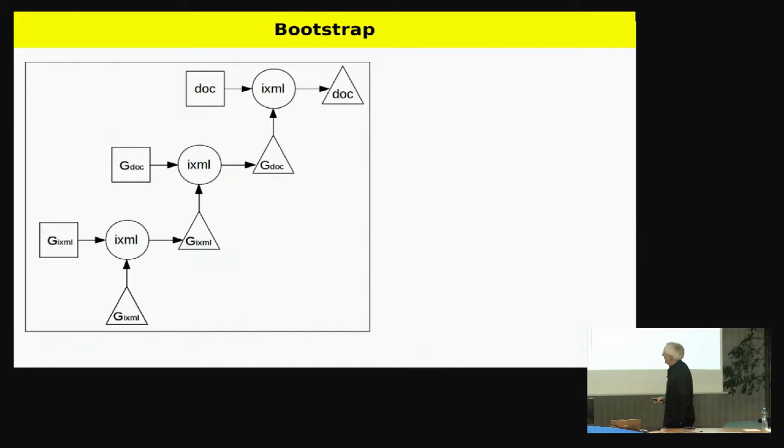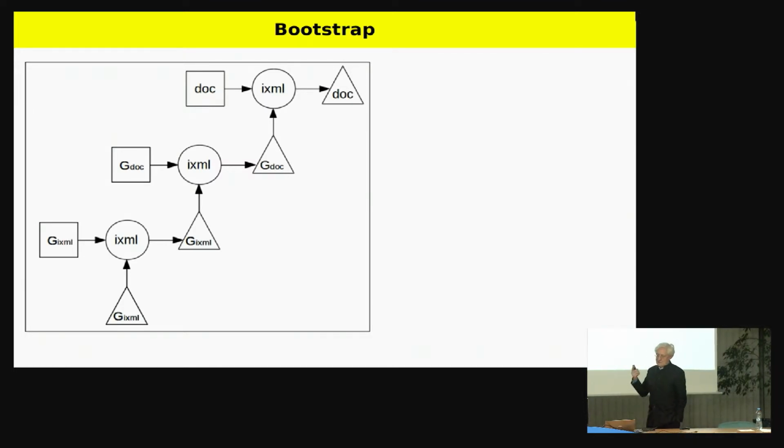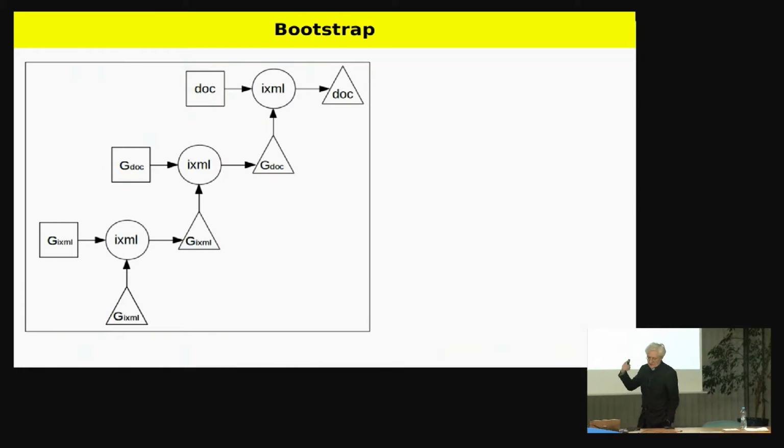You either have to, in the very first cycle, hardwire that in or write it by hand. So when I bootstrapped it, I just made a first version that had the grammar hardwired, and now I can take the XML version.